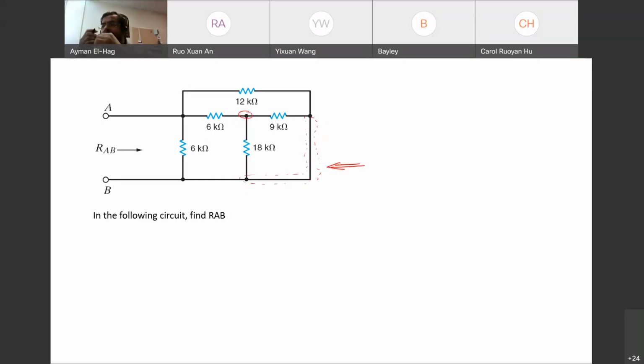Every time you do any modification, redraw it, so you can easily visualize. So for example, in this case here, this 18 and 9 will be in parallel. So we'll have here the 12 on top, 12 kilo. Okay. Now we will have here, this is how it would look like. This is your A, and this is your B. This is the 12. This is the 6. This is the 6. And here is the equivalent of the 18 and the 9, which is another 6 here.